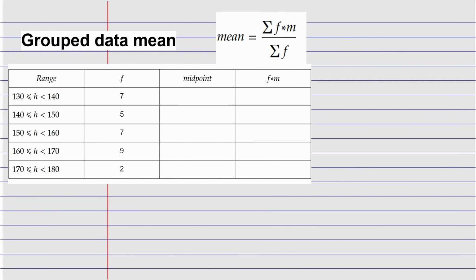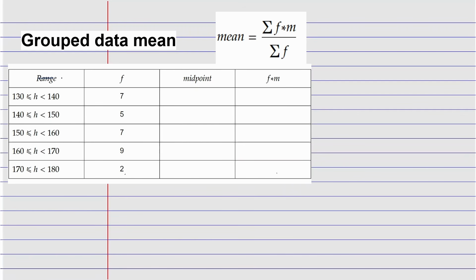Two, grouped data. In grouped data, they might ask you to find the mean. So how do you find the mean of grouped data? This is the formula. Basically, it's going to be the sum of the last column divided by the sum of the frequency. So now let's do this question. You are given this range, and they want you to determine the mean.